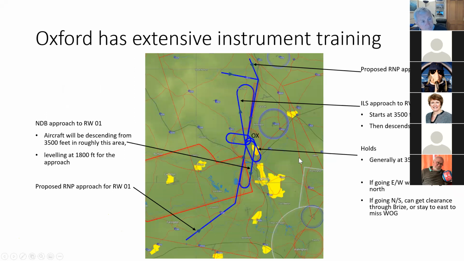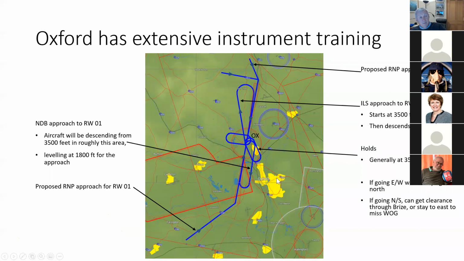So here's Oxford. In a way, this one is protected because we've got the Brize Norton Class D here, this red line, and we've got Weston on the Green here. So it's not frequently that we're flying through this bit of airspace where their holds are and where their approaches are.